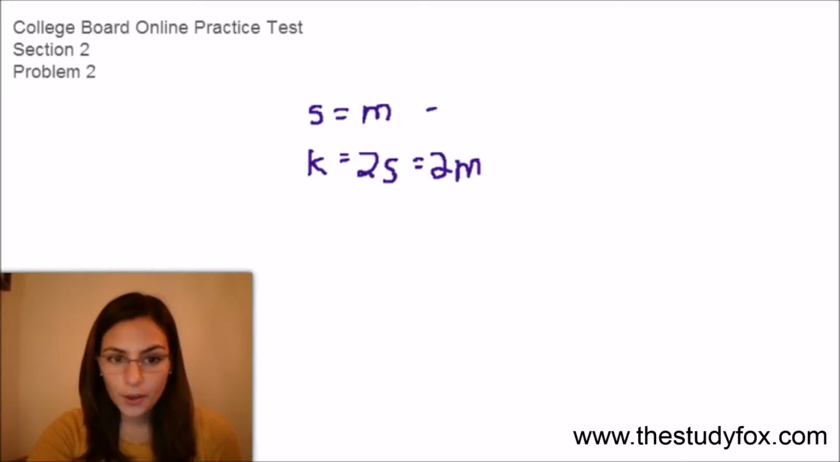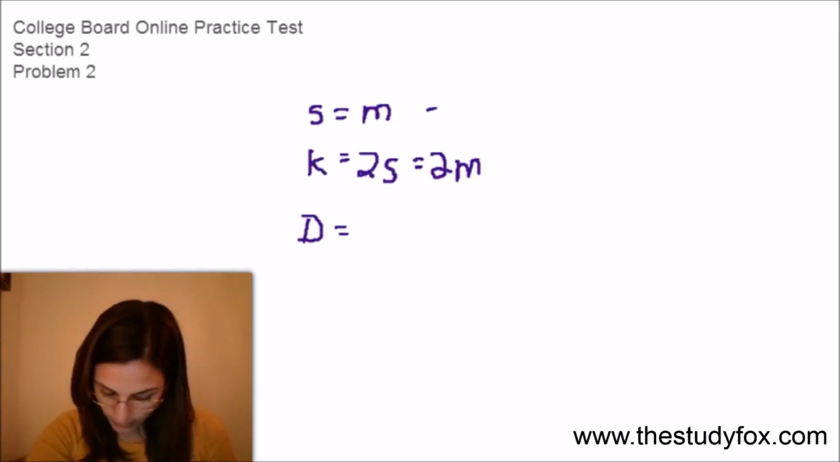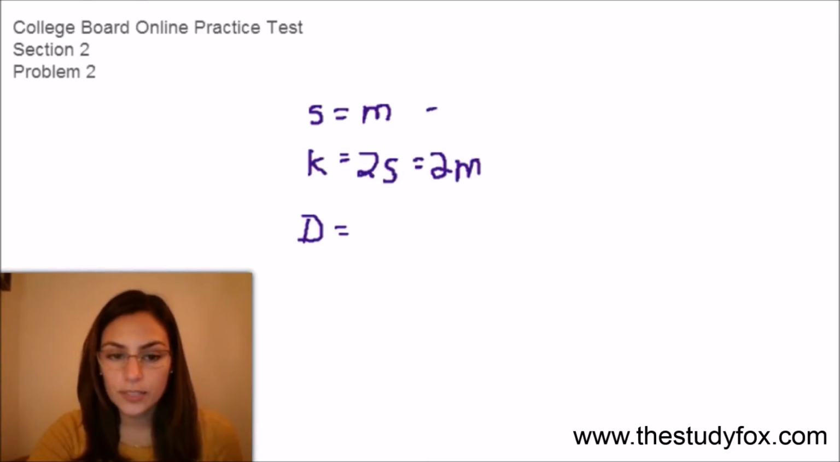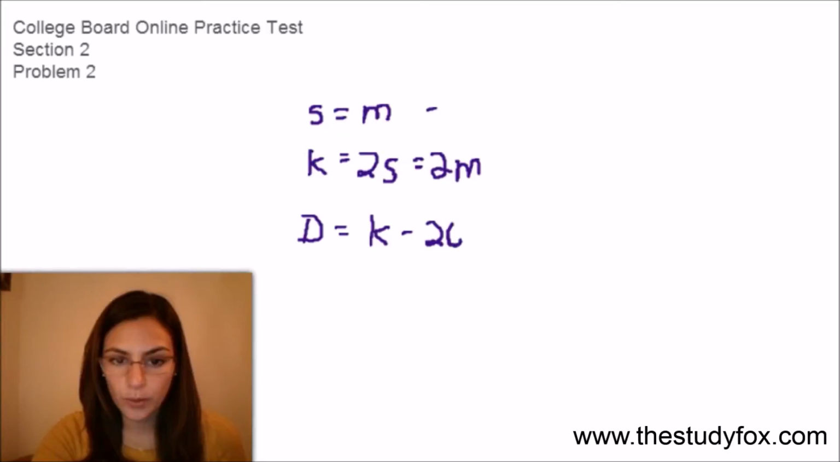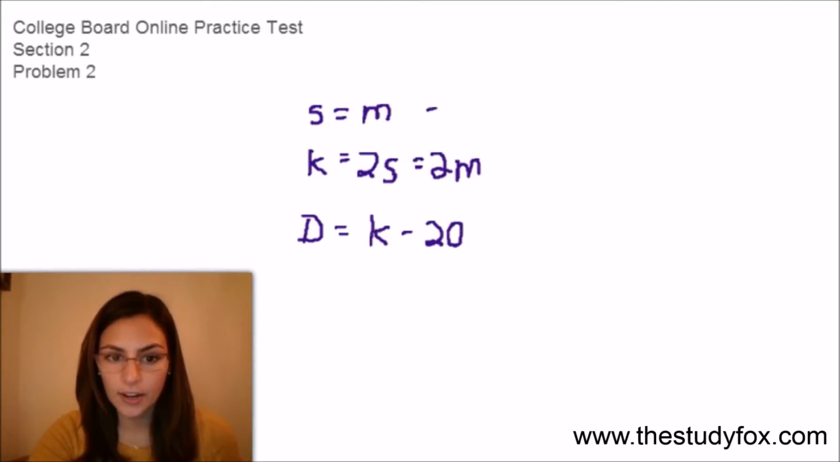Okay, lastly, Darren drove 20 fewer miles than Kara. So Darren is equal to Kara's distance minus 20. So that means 20 fewer miles than Kara.